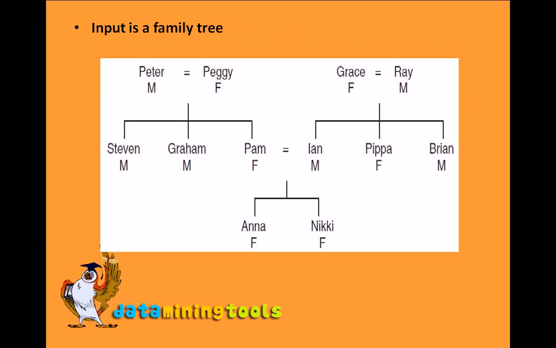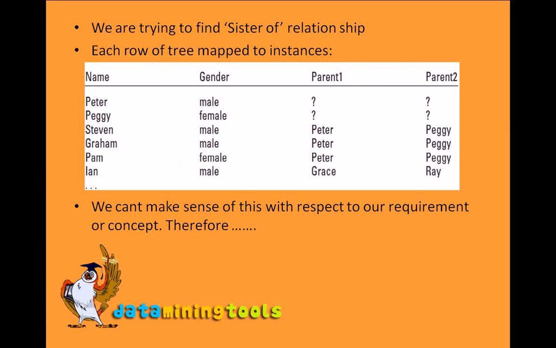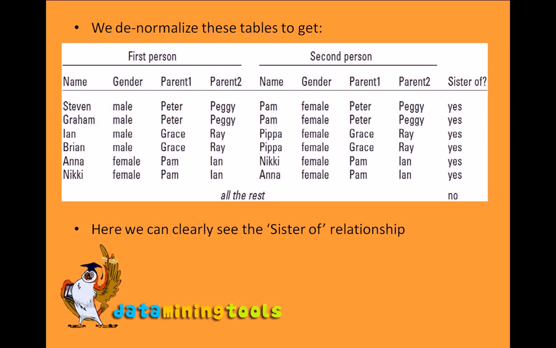Now we will look at an example of denormalization. Suppose we have a classification scheme in which our input is a family tree as given below. From this, we are trying to find the sister-of relationship. Now each row of the tree can be mapped to instances to represent such a table. As you can see, we cannot make sense of this with respect to our requirement of finding the sister-of relationship. Therefore, we need to denormalize this table to get the table given below. Here, as you can see, we have joined two tables to get a single table. Each instance of this table is independent with respect to every other instance.